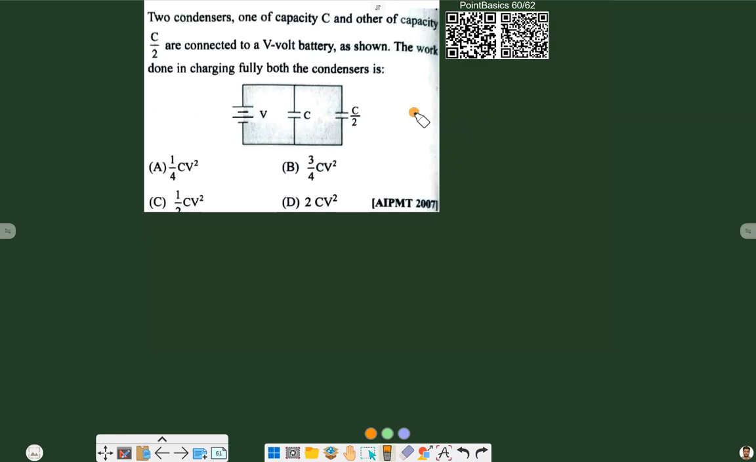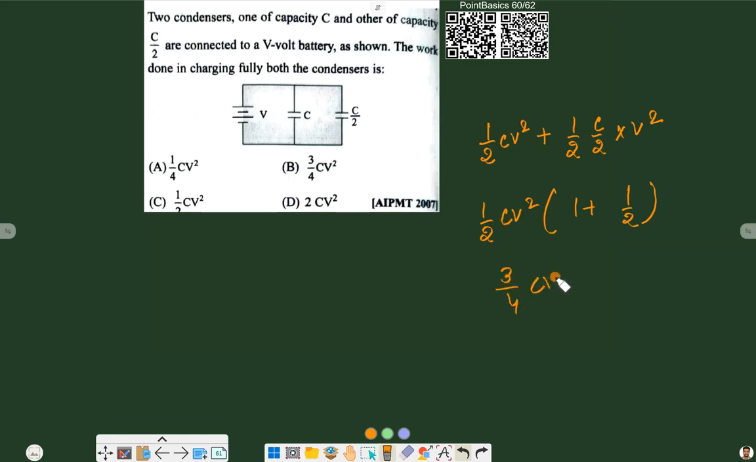So in the first capacitor, the potential difference across its terminals is V. So in the first capacitor, half CV square will be stored, plus in the second capacitor, half C by 2 into V square will be stored. So we can take half CV square common from both of these. Here we will be left with 1, and here we will be left with half. So 3 by 2. So it will be 3 by 4 into CV square, the total amount of work that needs to be done in charging both of these in ideal conditions. So option B will be the right answer.